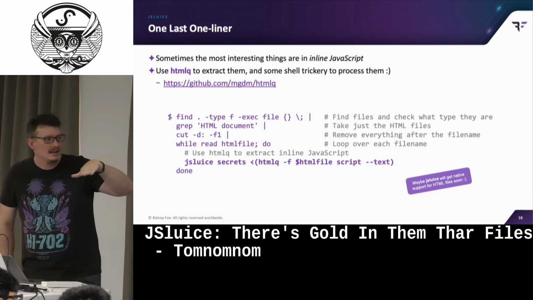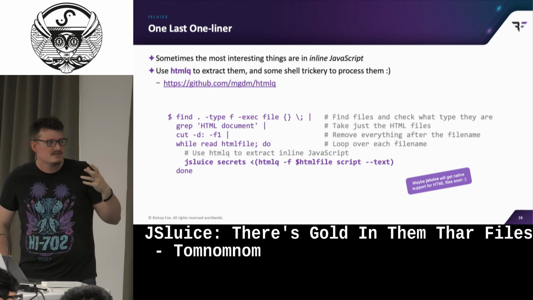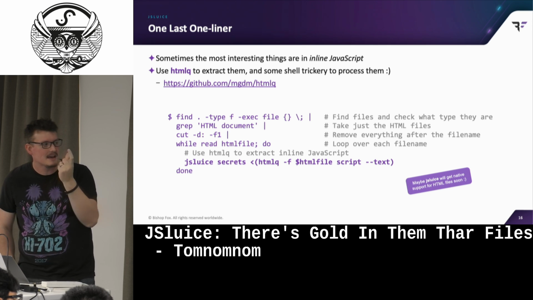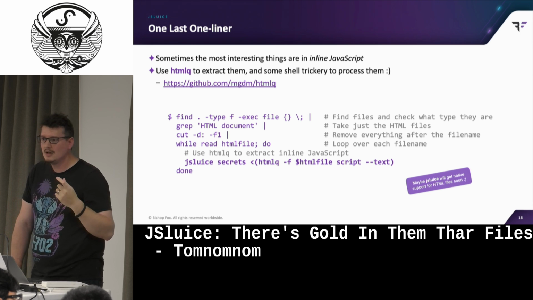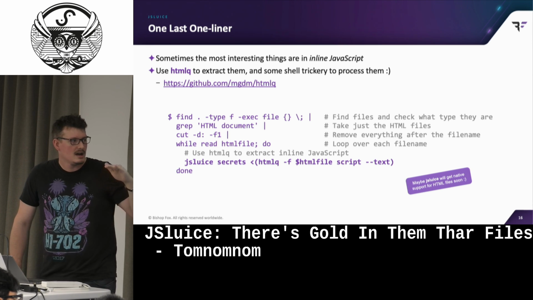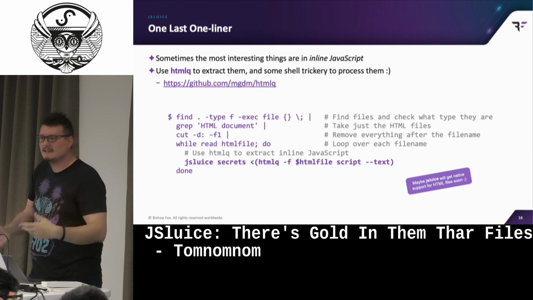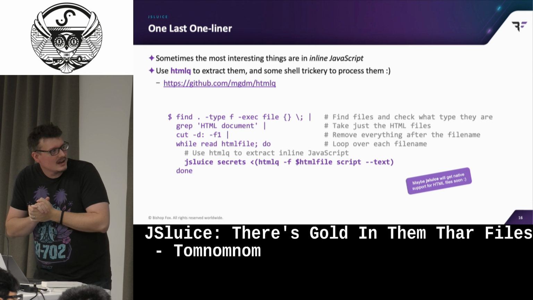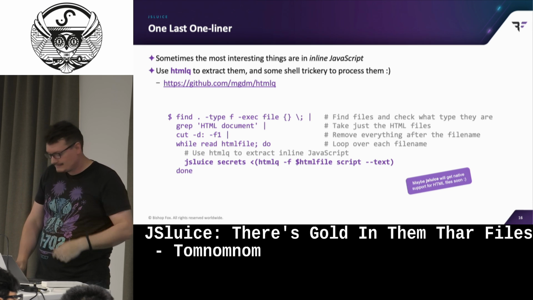For each one of those lines, we'll read it into a variable called HTML file, and then we'll use JSluice secrets and a little bit of shell substitution to run HTMLQ against that particular file to get the script tags and extract the text from within them. And that lets us run the JSluice secrets mode in this case, but could be URLs, could be query, could be whatever you want. The tree mode if you really want, against all of the bits of inline JavaScript in this file.